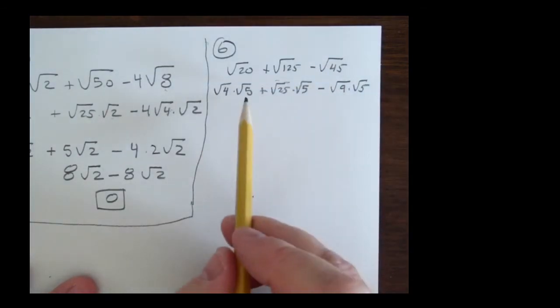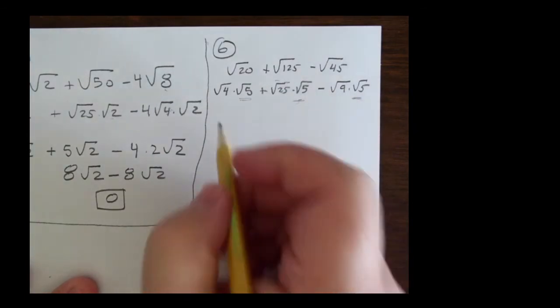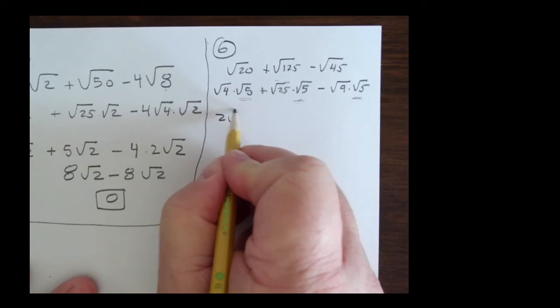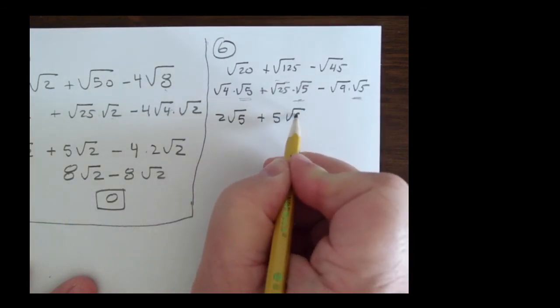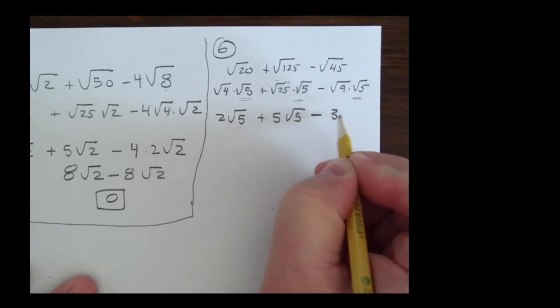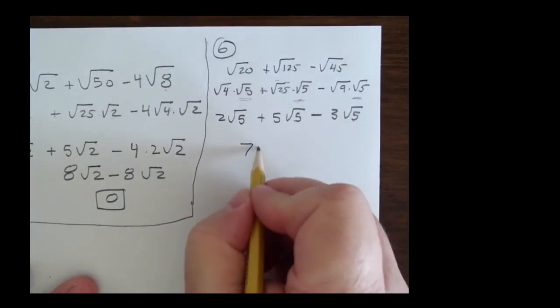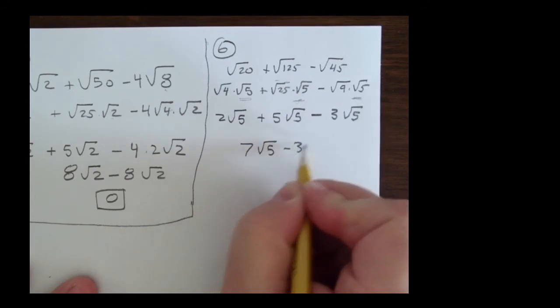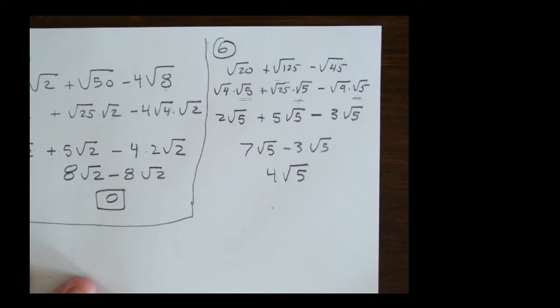So we can break all these down so that they all have this root 5 right there. Square root of 4 is 2 root 5 plus 5 root 5 minus 3 root 5, and there's that. Okay?